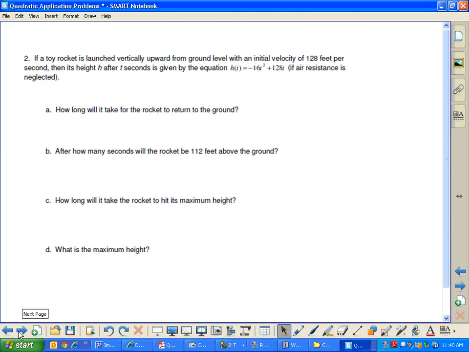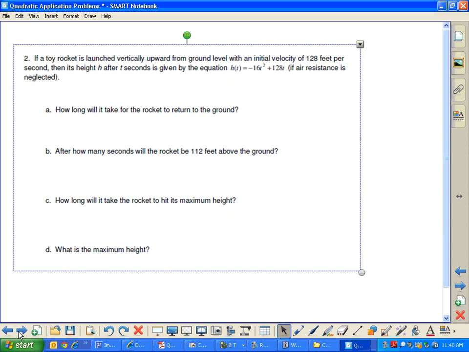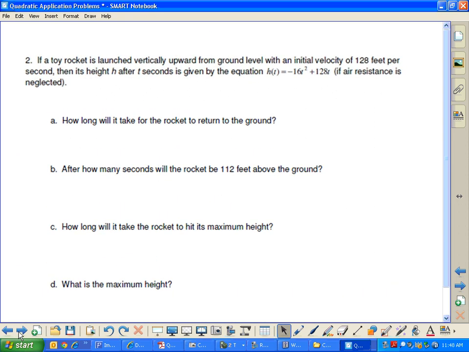Number 2: if a toy rocket is launched vertically upward from ground level with an initial velocity of 128 feet per second, then its height h after t seconds is given by the equation h of t equals negative 16t squared plus 128t. If air resistance is neglected, so there's no coefficient of friction for this problem. We're going to read through the rest, but we're going to produce a graph in our calculator. It says how long is it going to take for the rocket to return to the ground.